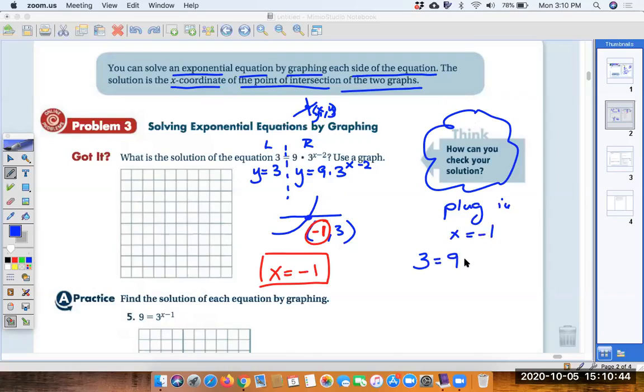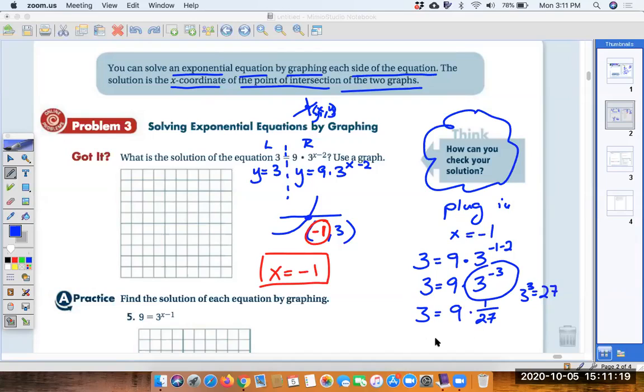3 equals 9 times 3 to the power of -1 minus 2, right? X minus 2, -1. That's -3. 3 equals 9 times 3 to the power of -3. The negative power needs to be made into a fraction: 1 over, it's 27, by the way. 3 to the power of 3 is 27. 3 times 3 is 9, times 3 is 27. 9 times 1/27 is 9.